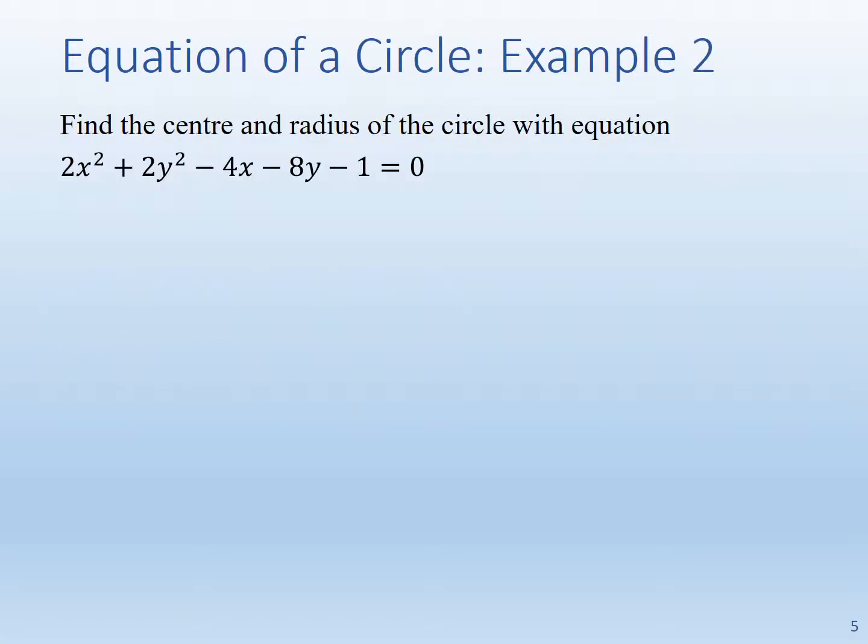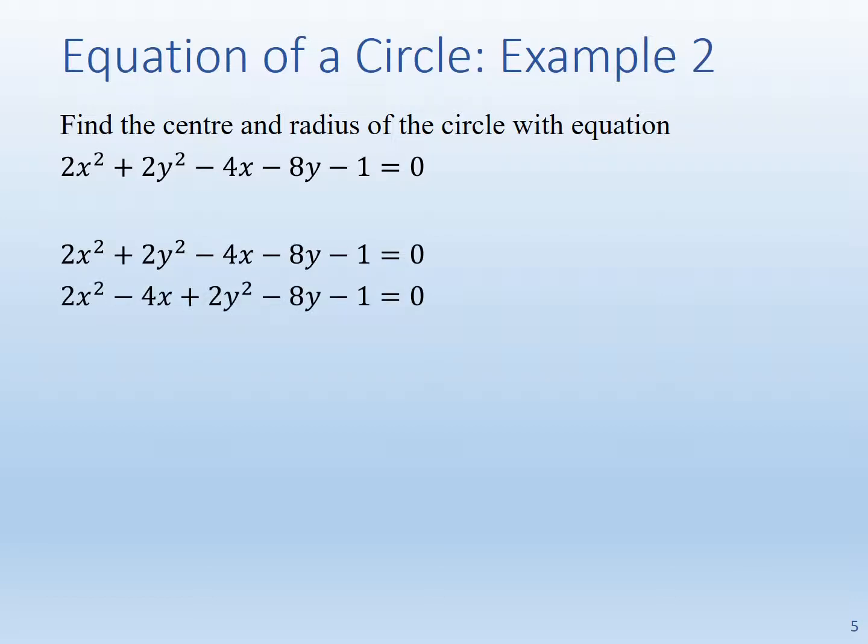In this example, we're given the equation of the circle, and we want to find the center and radius of that circle. So we need to put it in that completed square form. We'll start off by putting all the x squared and x terms together and the y squared and y terms together. Then we can take 2 out as a common factor out of the first two terms, and likewise with the y squared and y terms. And the 1 can go over to the other side of the equation.